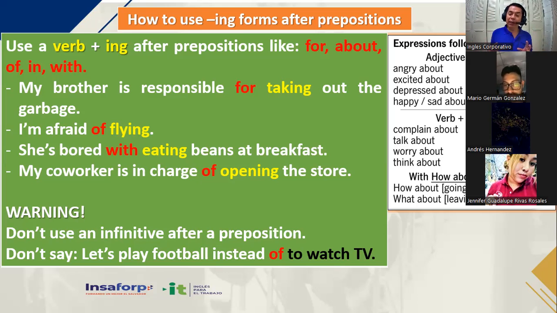Now, here we have some other examples of verbs with some prepositions. Complain about, talk about. We can also say talk to, worry about. You can also say worry for, right? Think about, apologize for, believe in, object to. Those are the examples, right?